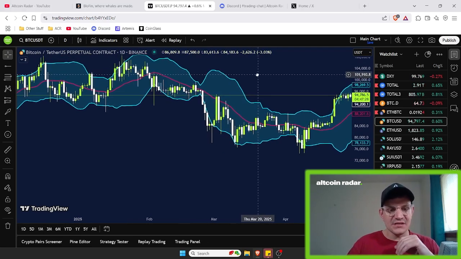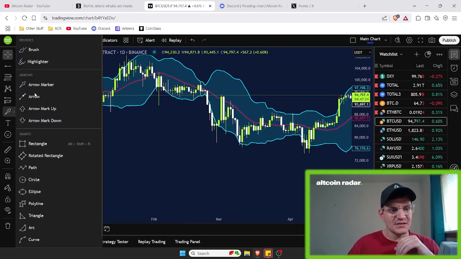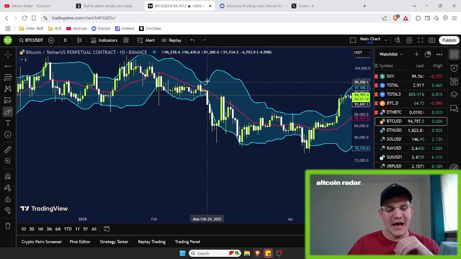For instance, you can see this right in here. This is a good example right in this section right here. You can clearly see that the bands got super narrow right there. And after they ended up getting super narrow, we had this insane volatile move down to the downside right there, as you can clearly see.